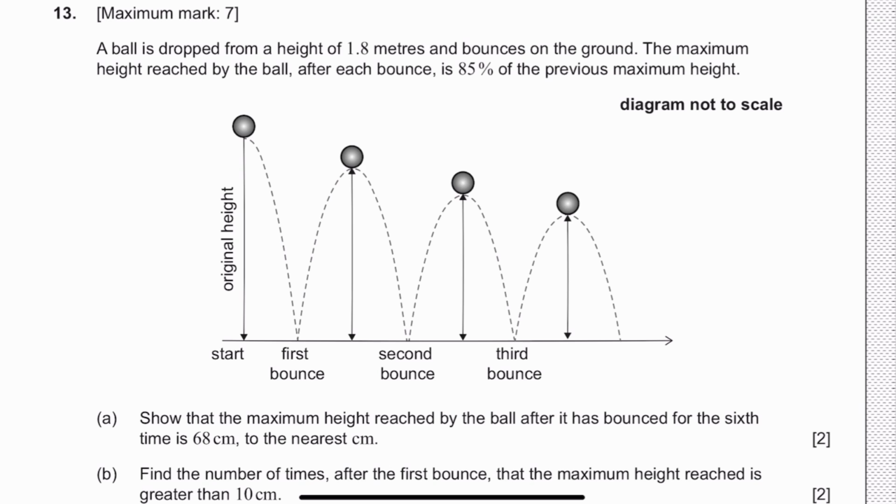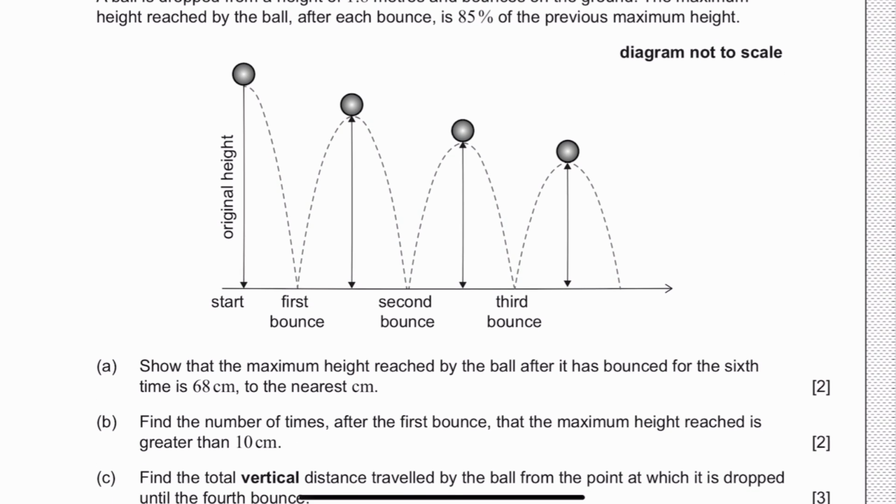A ball is dropped from a height of 1.8 meters and bounces on the ground. The maximum height reached by the ball after each bounce is 85% of the previous maximum height. Part A. Show that the maximum height reached by the ball after it has bounced for the 6th time is 68 centimeters to the nearest centimeter.